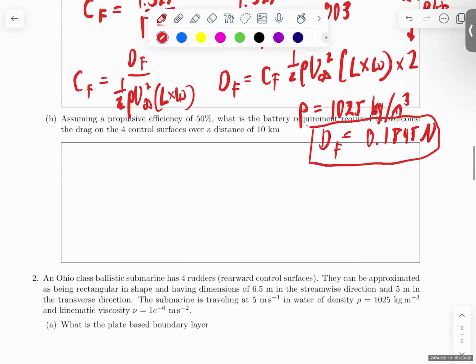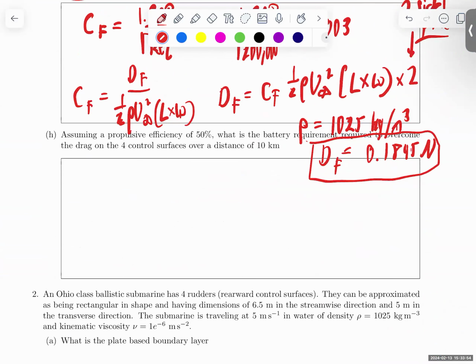Now we're dragging it along. If we assume a propulsive efficiency of 50%, so we'll get into this when we talk about propellers. This would be not a great propeller, but something in the ballpark, okay. So you put a lot of energy into turning that propeller, but only 50% of it actually goes to useful work of pushing the boat forward.